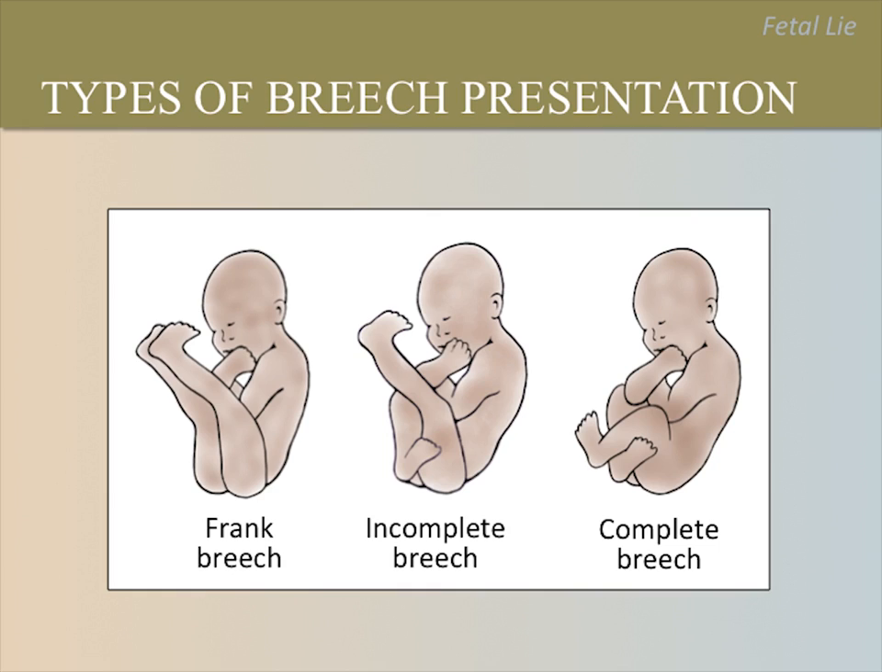The incomplete breech imparts the highest risk during labor, followed by complete breech, then frank breech. In addition to obstructed labor, there is also a risk of cord prolapse with a breech presentation. This occurs after the membranes rupture and the umbilical cord falls down into the vagina and becomes compressed or squeezed between the walls of the vagina.